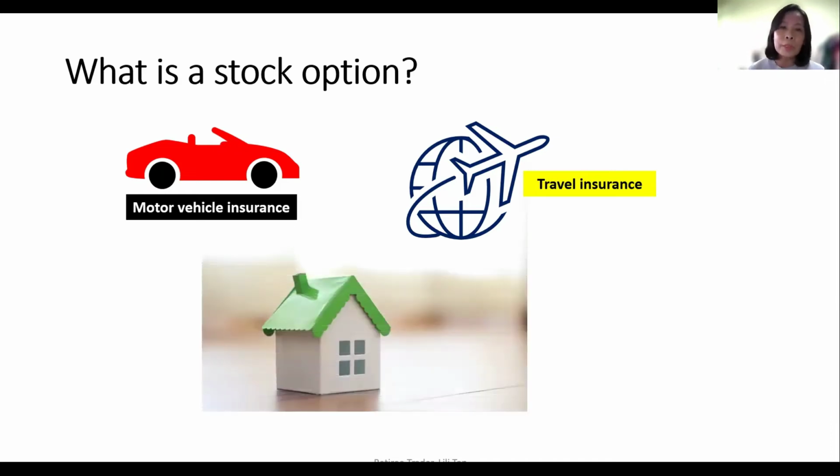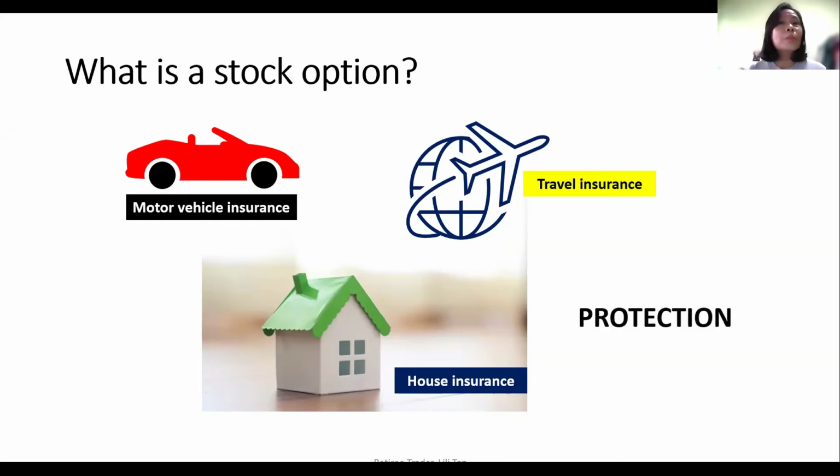Now, let's talk about house. The house is valuable. So when you own a house, you would also want to buy a house insurance to protect your house and the contents and even yourself, especially from fire. So you would want to buy something like a fire insurance. By now, you would know that this form of insurance is a protective type insurance, which is similar to a stock option.